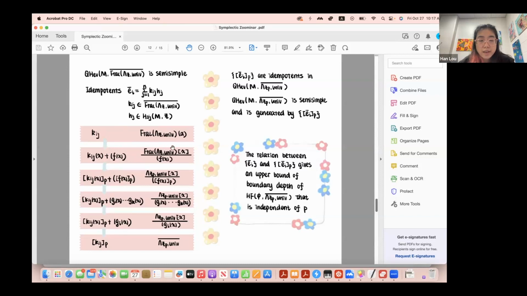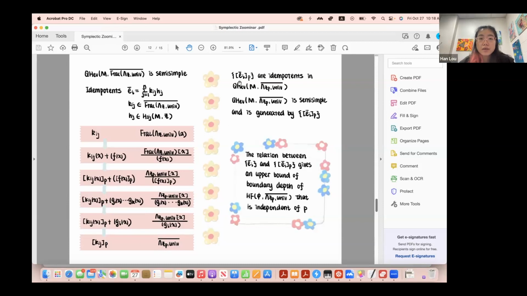Because it's a simple extension, we can write it as the quotient of the polynomial ring, then k_ij corresponds to a polynomial k_ij(x). And now we reduce the coefficient of the polynomials by p, then we get the polynomial k_ij(x) mod p plus this ideal generated by F(x) mod p. But now the F(x) mod p may be reducible, and this is not a field. Then we write F(x) mod p as the product of G_1(x) to G_k(x), where each G_i(x) is irreducible. And then we project this quotient of the polynomial ring to the quotient of the polynomial ring by one of the G_i(x). Now, because G_i(x) is irreducible, we get a field.